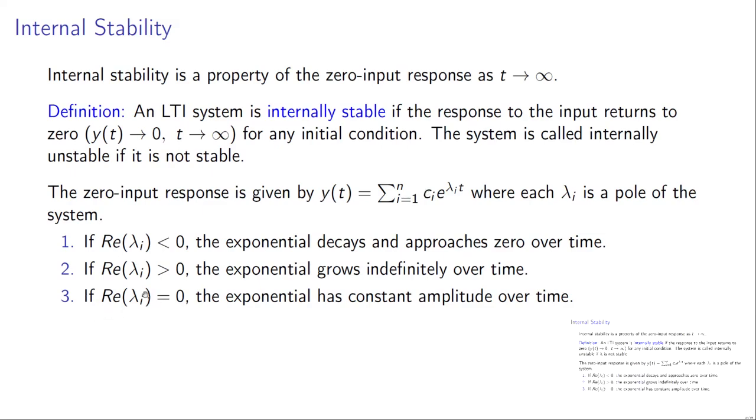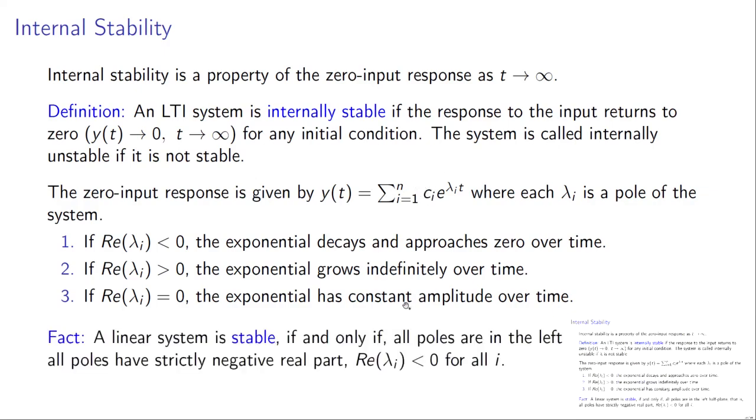The only issue we will talk about is if you have repeated poles with real part 0, then the system will be unstable, because in the inverse Laplace transform you have a t appearing when you have repeated values. So a linear system is stable if and only if all poles are in the left half plane. That is, all poles have strictly negative real part. So all the poles must have negative real part.